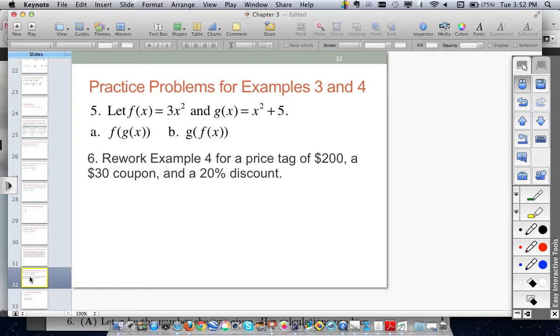A little bit trickier than what we did in the example, so think through what's happening and how you substitute in the values. In example 6, all you're doing is reworking our water ski example from example 4, but this time our price tag is $200, the coupon is $30, and the discount is 20%. So what is that going to change for our values? Remember, there's 2 parts to this. The first part is what happens if the coupon is applied before the discount, and then the second part is what happens if the discount is applied before the coupon. In the real world, generally speaking, coupons are taken off first and then percents taken off next.